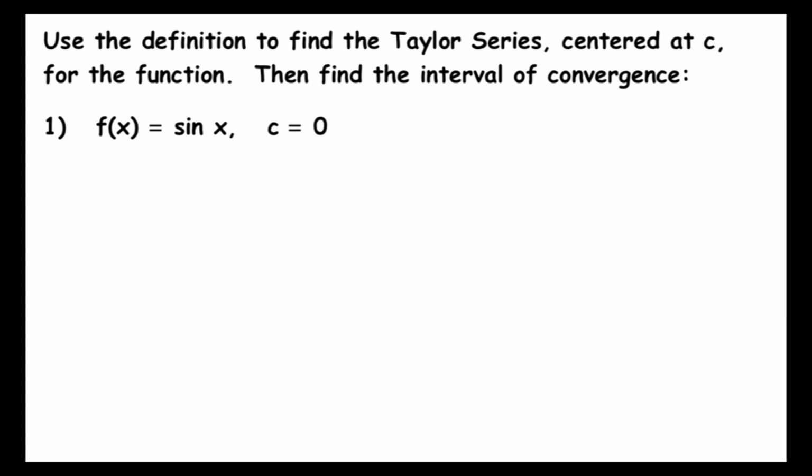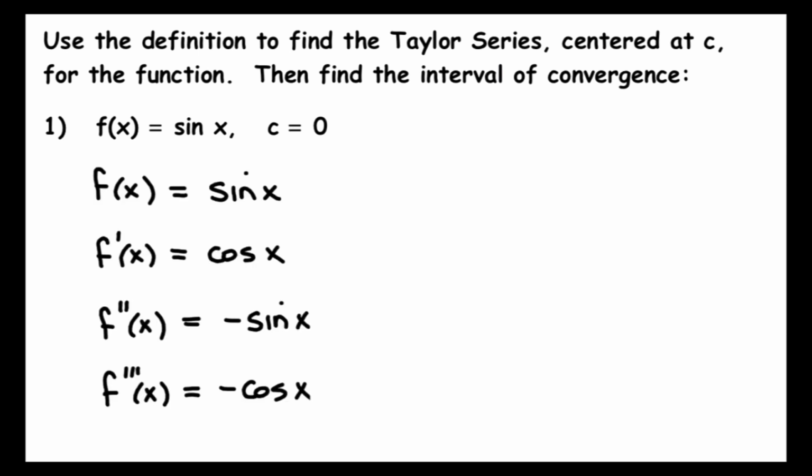Now, the directions say use the definition, which means you want to grind this out and work it out the long way, rather than using the memorized formula. So we're going to go ahead and start taking derivatives. Of course, the derivative of sine of x is cosine of x. The second derivative would be negative sine. The third derivative would be negative cosine, and so forth. Okay, since we're centered at 0, we can go ahead and take the sine of 0, which of course is 0, cosine of 0, which is 1, and so on. And that'll give us the coefficients that we need for our Taylor series.